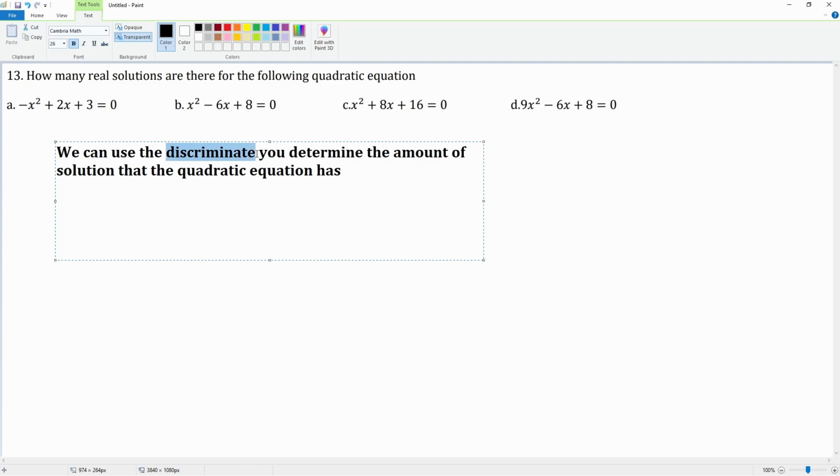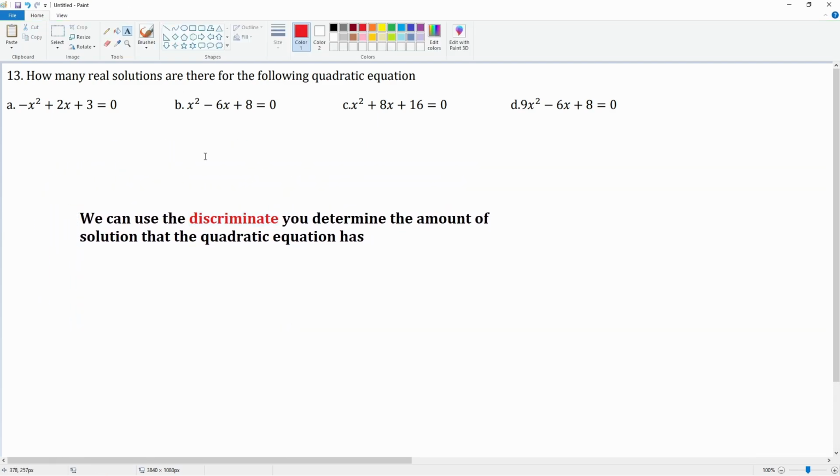So that is our idea: we want to use the discriminant. And again, for those who do not remember, the discriminant is the stuff inside the radical of the quadratic formula, which is defined as b squared minus 4 times a times c. That's what we need to grab.